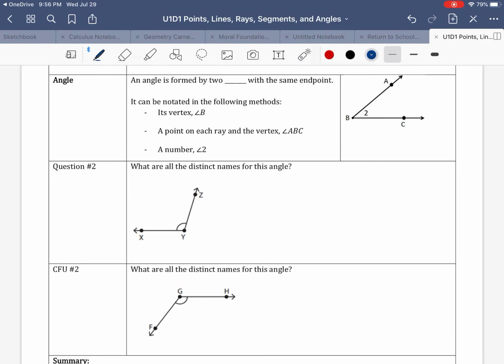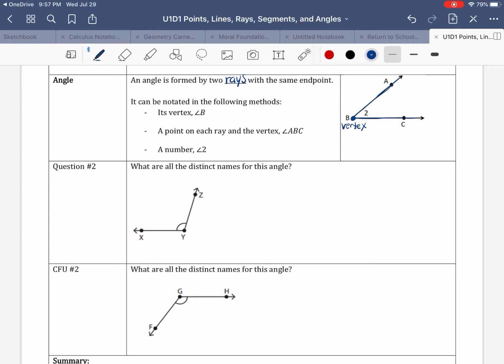Now the last geometry vocabulary word we're going to be learning about today is an angle. And you form an angle when you have two rays that share an endpoint. So if we look right here, we have this shared endpoint B and ray BA and ray BC, all right? And this B, because it's the endpoint that they share, has a very special name called the vertex, all right?